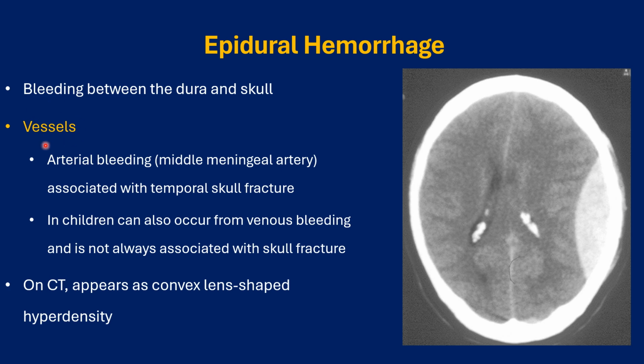The affected vessels: arterial bleeding, middle meningeal artery, this is the most common, associated with temporal skull fracture. In children, it can also occur from venous bleeding and is not always associated with skull fracture. On CT scan it will appear as a convex lens-shaped hyperdensity.